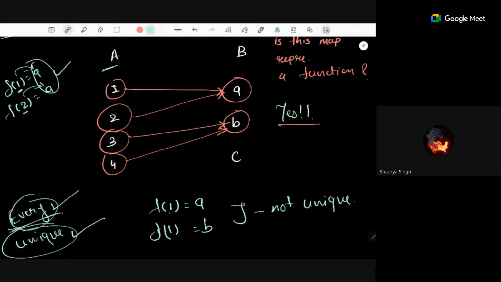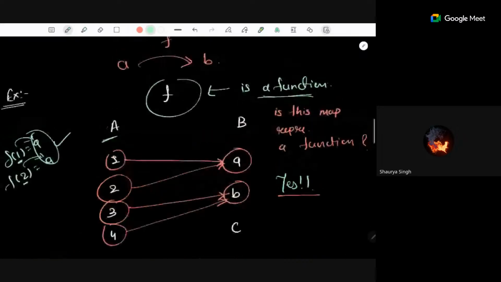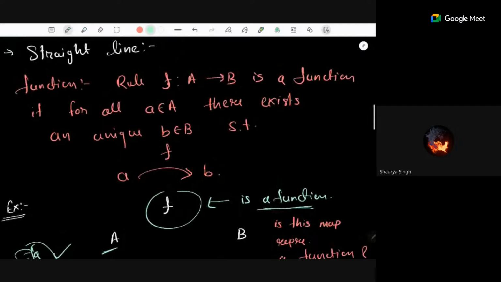Unique means for an input we need a unique output. For an input we don't need more than one output. So that's why the word unique is also here. Because of that I can say that this map is a function. So this is the basic definition of a function: for every element of a in A, there should exist a unique element b in B such that a maps to b. But it is possible that an element can work as an output for more than one input.